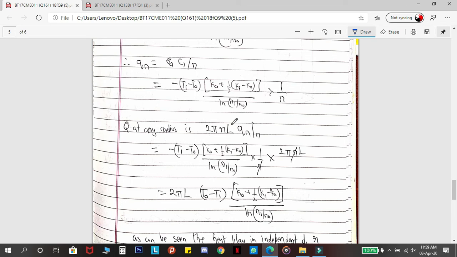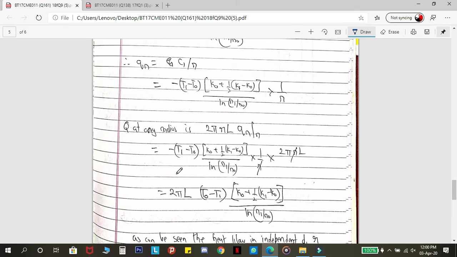Now the heat at any point is 2 pi R L into qR at that radius R. Substituting these values, qR at radius R is just this, into 2 pi R L. This R will cancel out. We can take this minus sign inside and make this T0 minus T1. So you end up with 2 pi L, T0 minus Ti into (K0 plus half K1 minus K0 by 2) whole, divided by ln of R1 by R0.